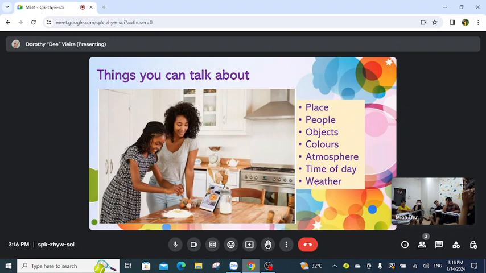Okay, good. Now, what about the weather? Can we see the weather in this photograph? Can we see what the weather is like? Can we see if it's sunny or rainy?